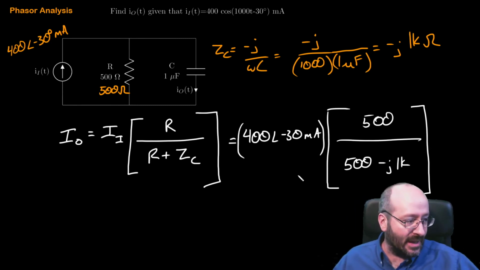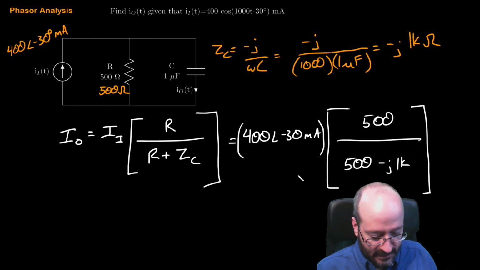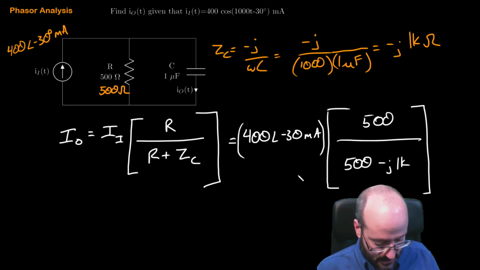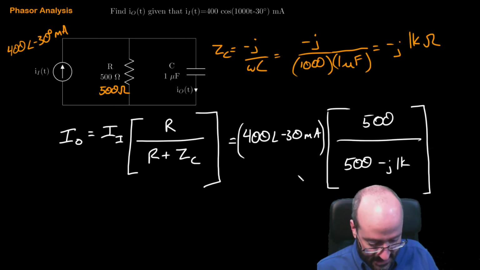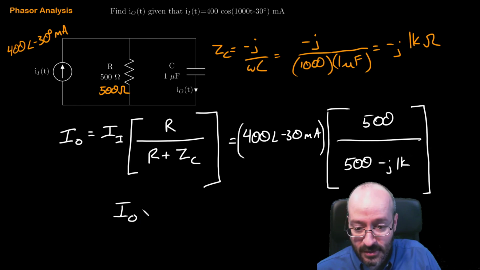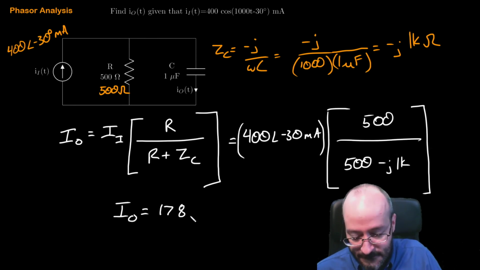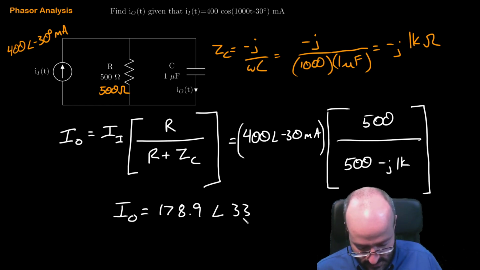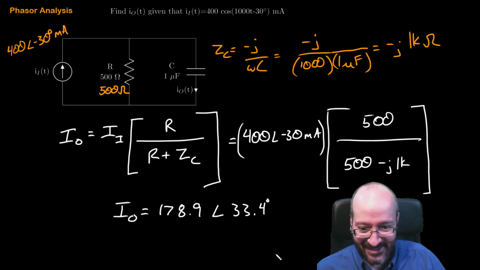So all we got to do is calculate that. Plug it in to whatever calculator you want to use and figure it out. So I'm going to do 500 over 500 minus j 1,000, and multiply that by 400 milliamps at an angle of -30. And from that I get I out. So here's my phasor domain solution, 178.9 at an angle of 33.4 degrees, and that's in milliamps.